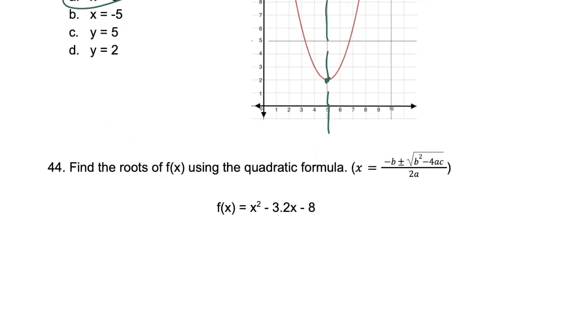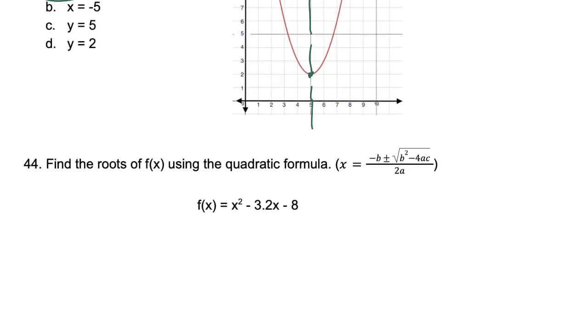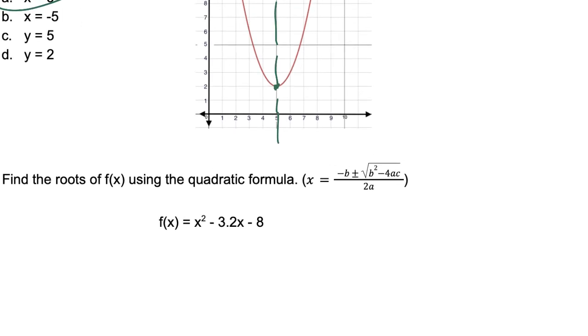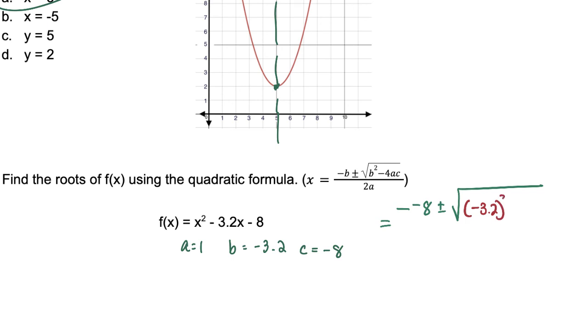And number 44, find the roots using the quadratic formula. Well, we know a is 1, b is negative 3.2, and c is negative 8, so just use that formula. It says negative of the b value, so negative of negative 3.2. Says take your b and square it. So that's going to be negative 3.2. We've got to square it. Minus 4 times a times c all over 2 times a.